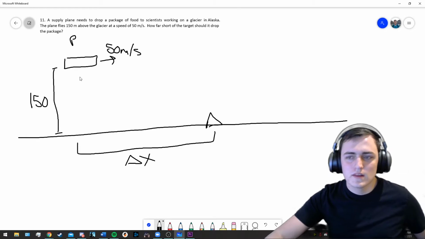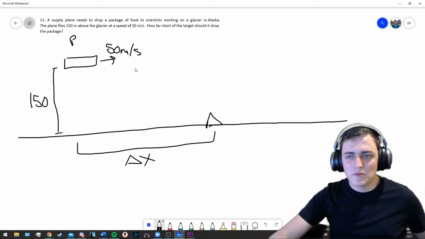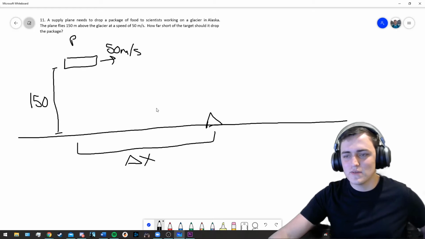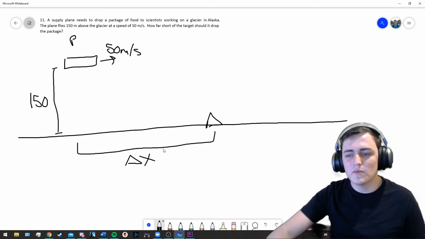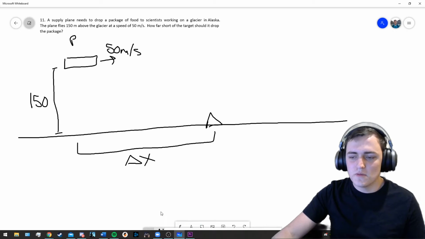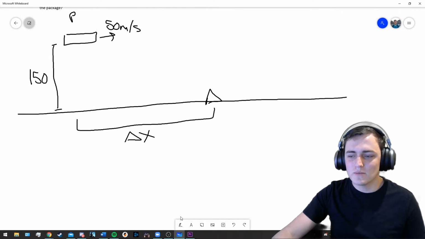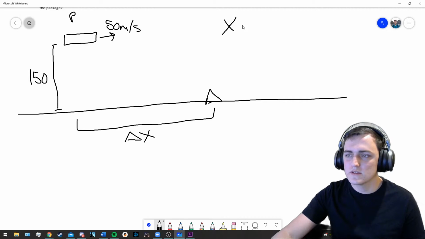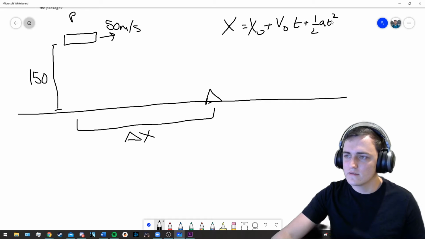How do we know how soon they should drop the package? Well, we're given a v initial, we're given the height it falls, and we're asked to find the change of position in the x direction. Well, this is two-dimensional kinematics, and we know our first step is usually just the position equation. So let's write that up here, where x is x initial position plus initial velocity times time plus 1/2 a t squared.